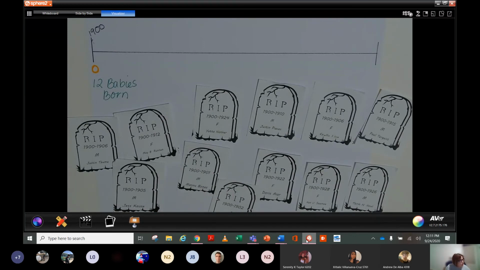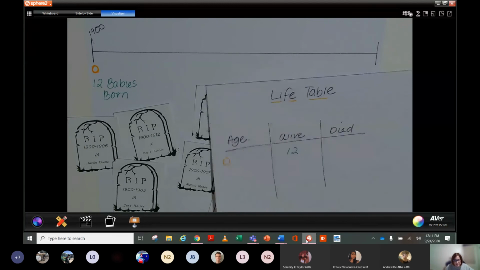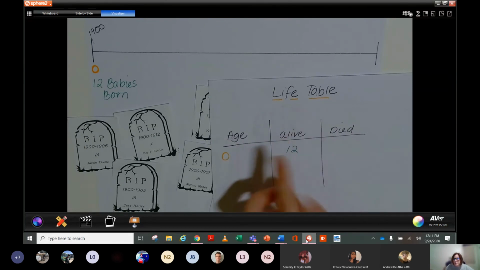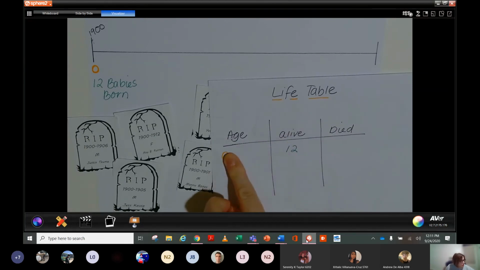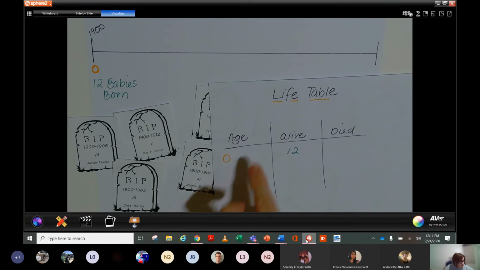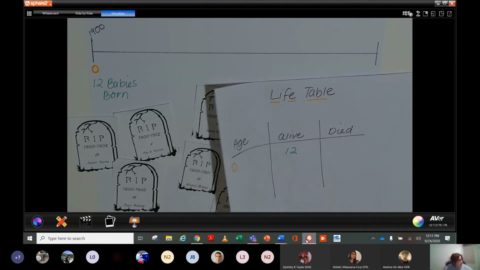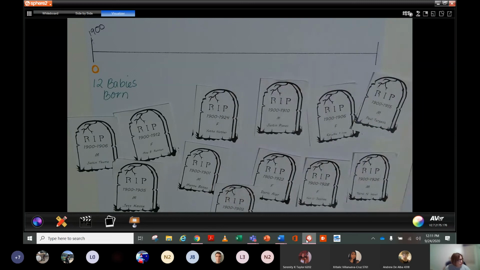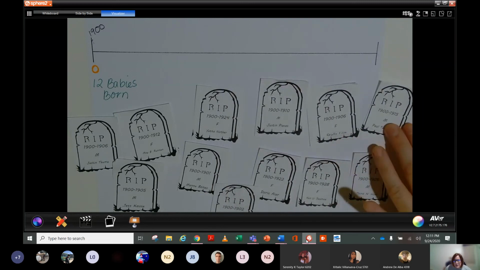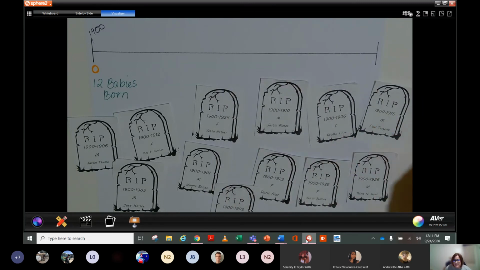All right. So I can also make a data table of that. It's called a life table, like who was alive. So I've got the age, 0, because that's when babies are born. They're 0 years old. There's 12 of them. And then I want to track over the years when do they die. Do they die when they're 5, 10, 15? It'll give me an indication of what their life expectancy was. How long do they expect to live? What was infant mortality rate like?